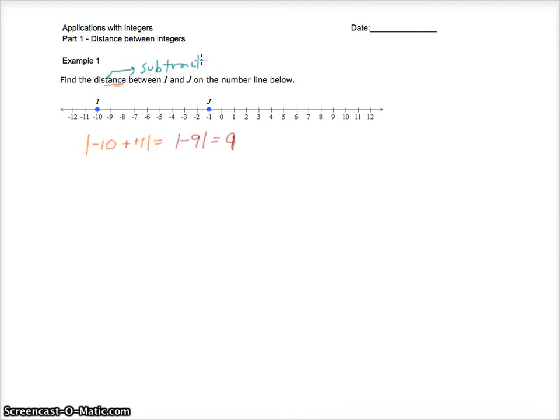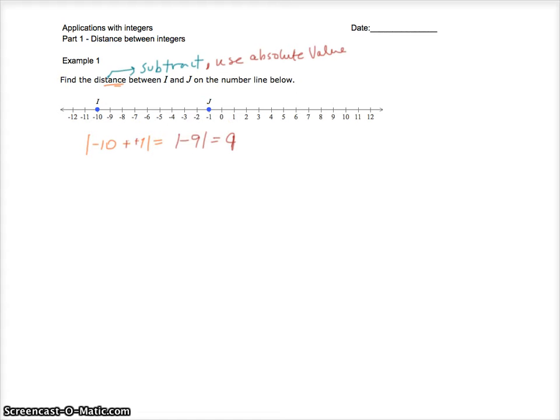So there's a couple things we need to know about distance. One, it tells us to subtract. We're going to find the absolute value so that it's always positive. And then if we count our spaces, so we go 1, 2, 3, 4, 5, 6, 7, 8, 9 spaces to get back to -1.